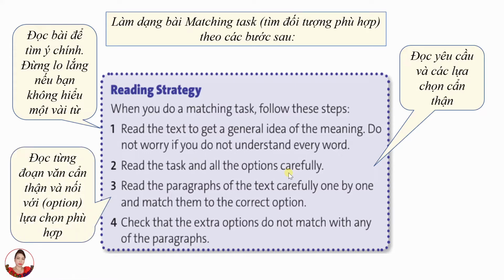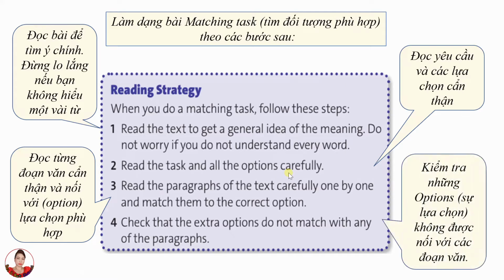Bước 3, chúng ta sẽ đọc từng đoạn văn một cách cẩn thận, sau đó nối với một cái lựa chọn nào đó phù hợp. Và bước cuối cùng chúng ta sẽ đọc những lựa chọn mà chúng ta bỏ sót, còn lại chúng ta không chọn ấy. Và để kiểm tra xem liệu chúng ta đã lựa chọn thích hợp chưa, những lựa chọn còn lại có phải là những lựa chọn không cần sử dụng hay không.